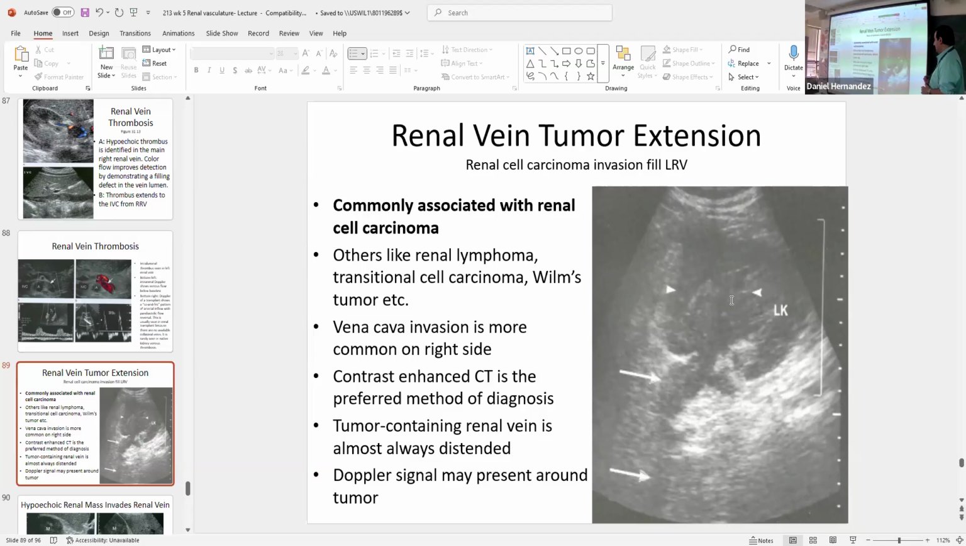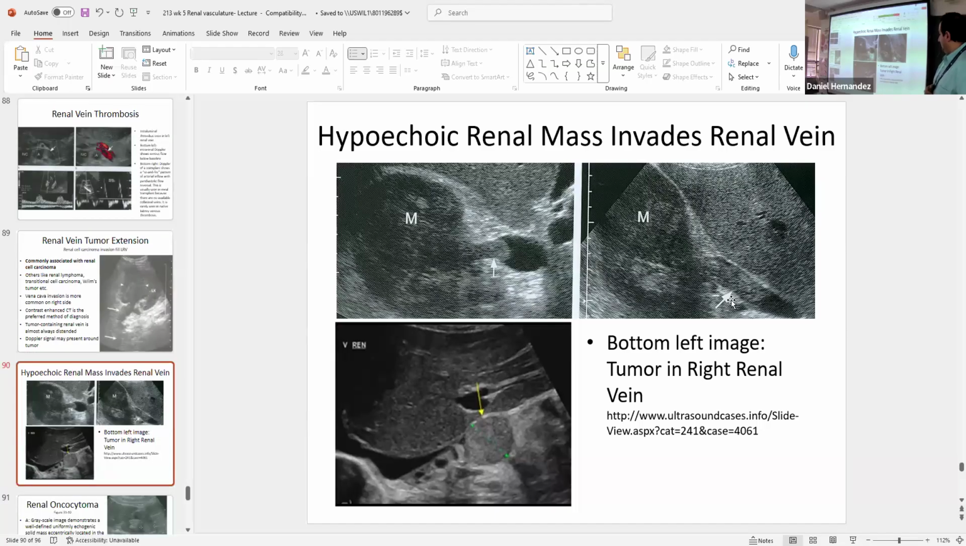Contrast CT is preferred for diagnosis of this. So a tumor-containing renal vein is almost always going to be distended. Doppler signals may be present around the tumor. So we get to put our color on, see if we can get arterial signals in that mass or tumor itself. You see a hypoechoic mass that invades the renal vein. That could eventually work its way into the IVC.